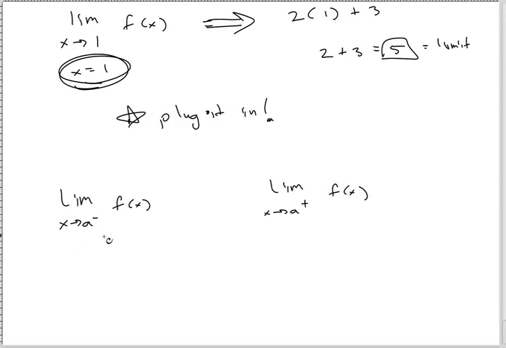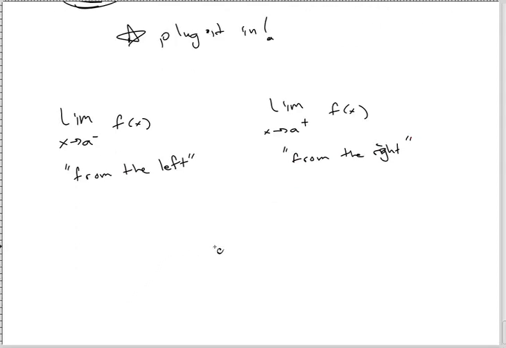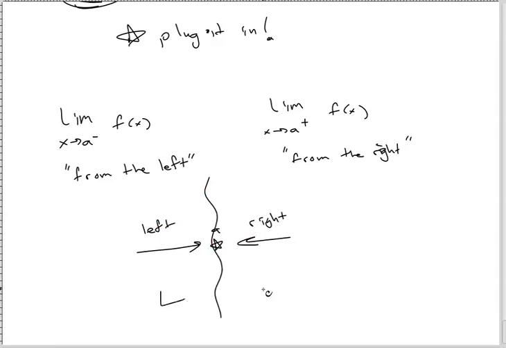This is the same limit, but notice here I have a little negative sign up in the power, and this means from the left. And the little positive sign up in the power means from the right. Those are what the little negative sign and the plus sign mean. When I'm wanting to get to this a right here, and I'm approaching it this way, this is from the left side. I'm just going to write left. And over here, this is from the right side.